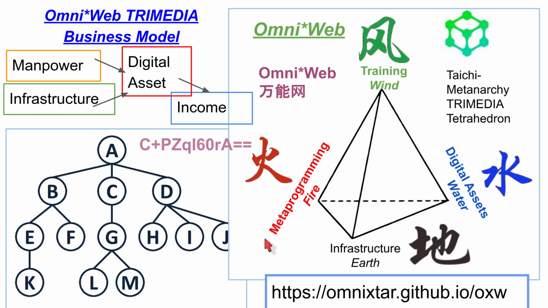OmniStar Web is a project aimed at building a truly decentralized web, owned and operated by individual users and free software programmers, based on its novel and unique trimedia business model, which is an abbreviation for training, infrastructure, metaprogramming, and digital assets. OmniStar Web's most important innovation is OmniHash, a 53-bit hash number encoded in base 64 string, around 12 characters long, as decentralized identifiers of users, digital assets and infrastructure, thereby monetizing these digital assets and infrastructure.